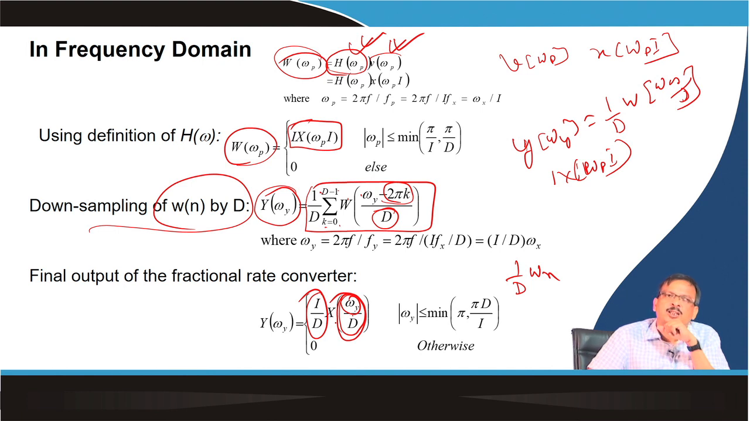So, the frequency response I by D is the amplification factor. So, I is equal to 3, D is equal to 2, so 3 by 2, then omega y by D is the output.